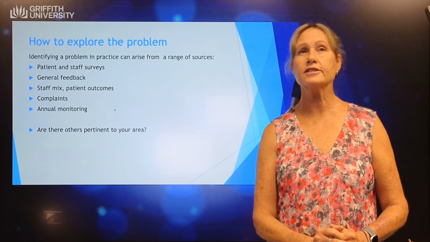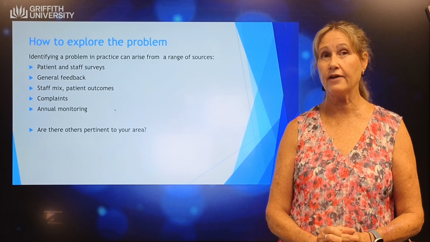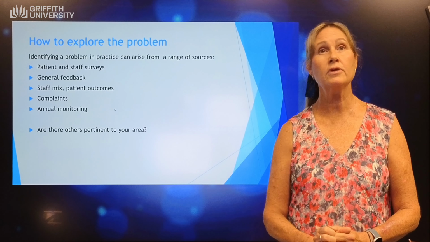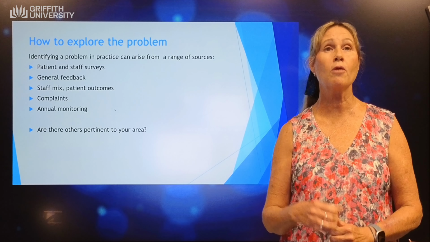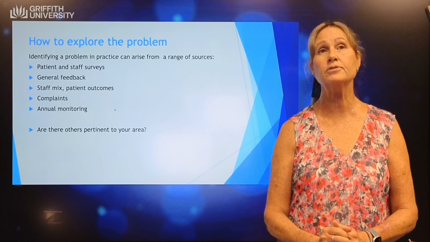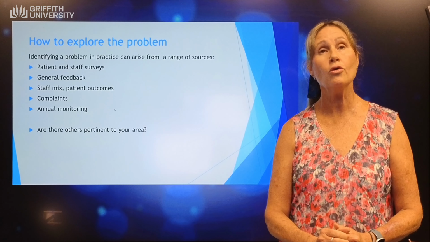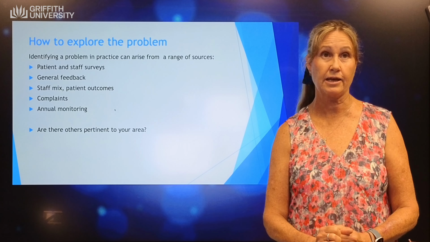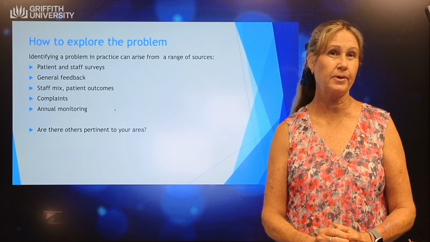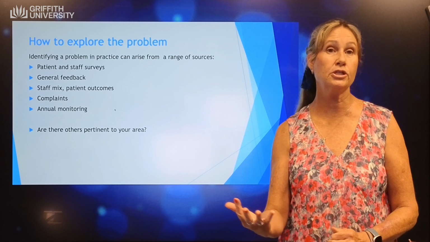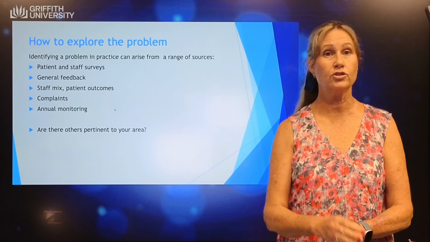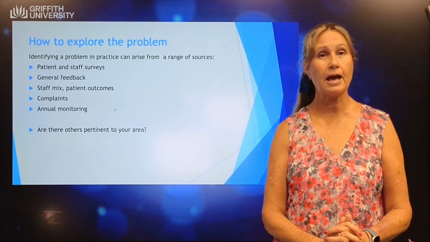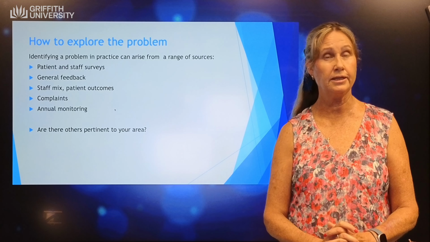And so this may come from patient and staff surveys, may come from general feedback. You may be looking at an area where there's a problem with staff mix or patient outcomes. There may have been complaints, or it may just be annual monitoring where you're looking at an audit to see what's happening. And this may be aspects such as readmission rates for a particular disease or a particular condition. And so think about what's happening in your area and what audits are being done.